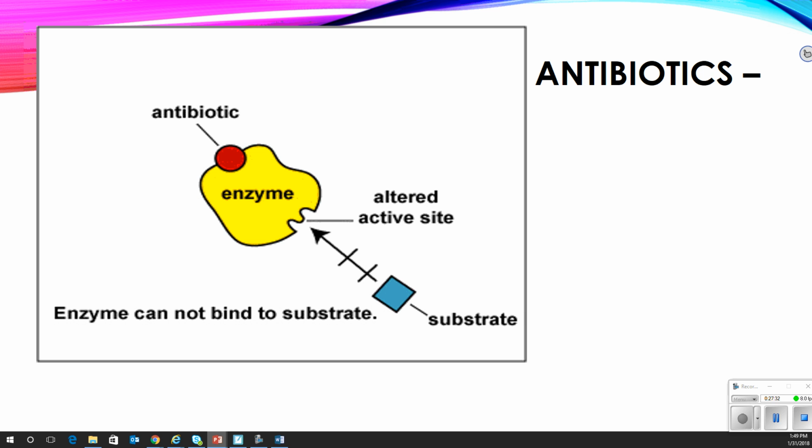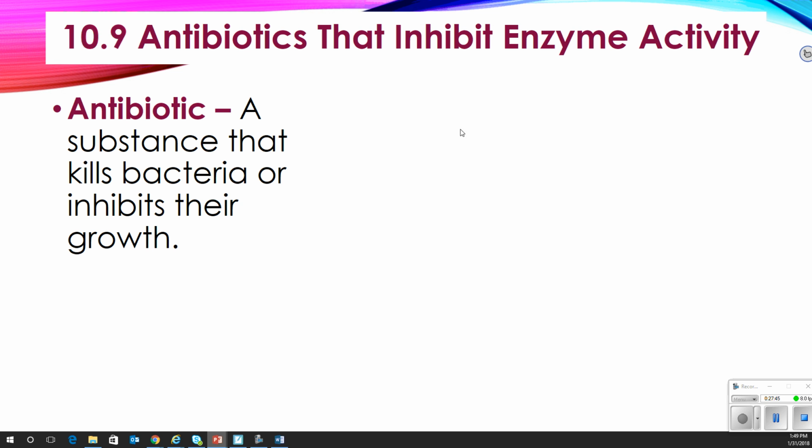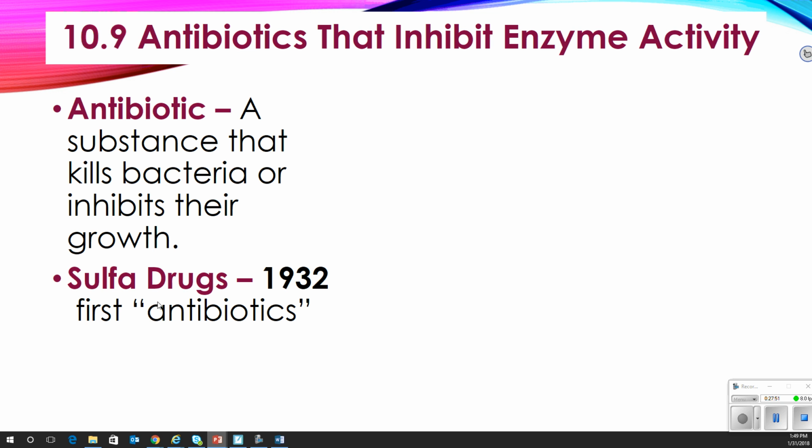Antibiotics also can bind to substrates or enzymes and cause enzymes to stop working. So antibiotics that inhibit enzyme activity will kill a bacteria or inhibit their growth. Sulfa drugs are what was considered the first antibiotics.